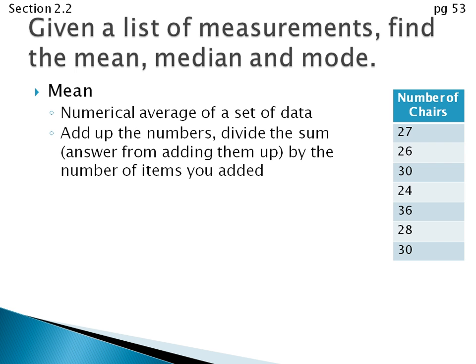So let's take a look at an example of some data here. I have a number of chairs in classrooms, let's say. I added all the numbers up and found that the sum was 201. I'm then going to take that and divide it by the number of numbers there were, which is 7. So I have 201 divided by 7, and I find out my average is 28.7.